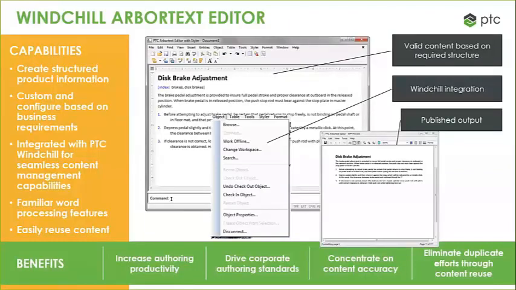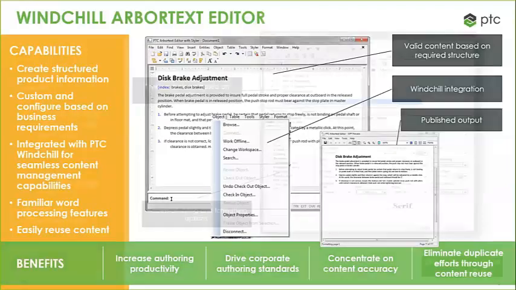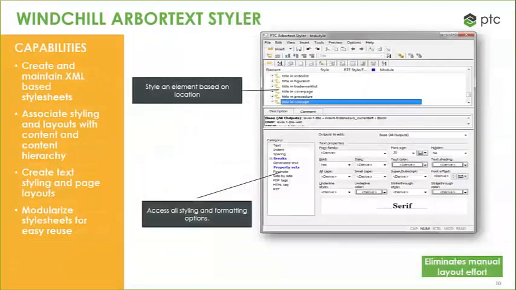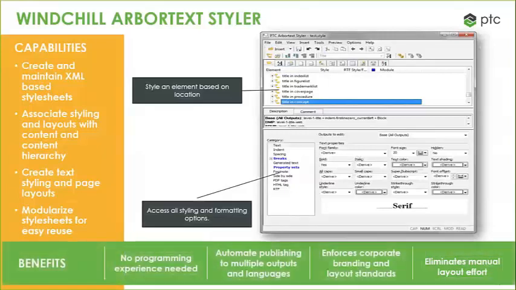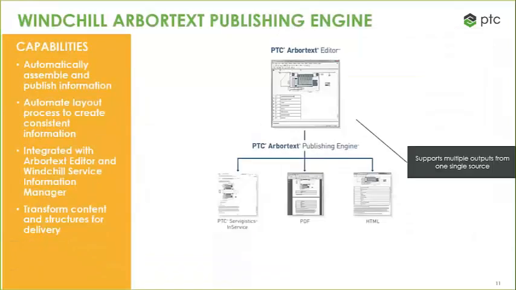And we also have the standard. When we have a standard and we have the style that we want to define for the various tags, you can use the Arbortext Styler to identify how you would like something to look with one style, and it goes across all of the information. We also have the publishing engine.